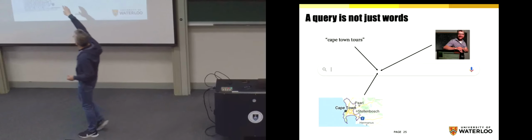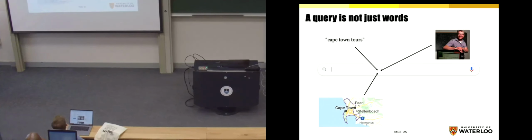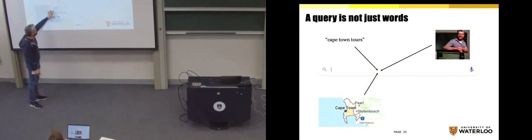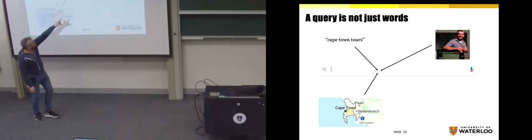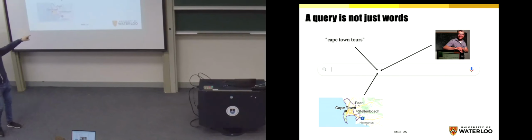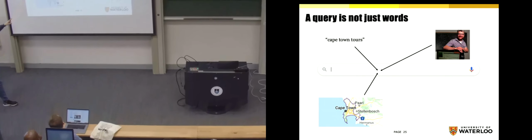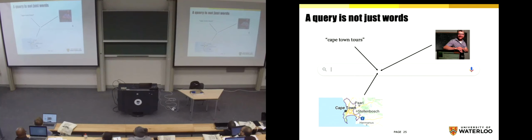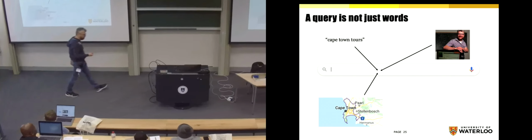A query is not just, here's the example I wish I had put in earlier. It's not just "Cape Town tours" typed into a box like that. Those words, what also goes in there is this information about where I am. There's stuff about me. It's a better picture of me than I usually take. And what's going into that box is not just the literal characters, but also a lot about the environment and context of the query, both in terms of the person asking the query and in terms of where that person is physically located in the world.